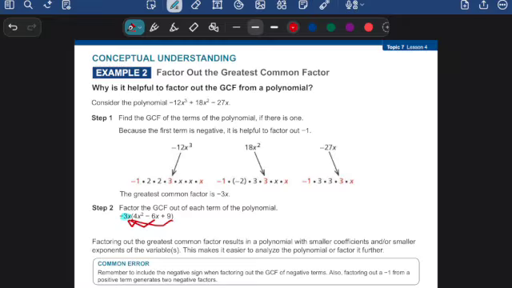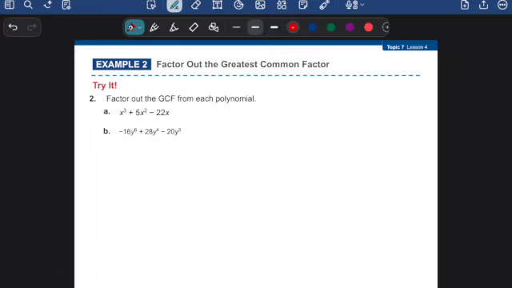So it helps us to get a polynomial with smaller coefficients, smaller exponents. This makes it easier for us to analyze the polynomial or even to factor it further, and we're going to do more work with that in future lessons. So let's factor these. We're going to pull out the greatest common factor and then do the reverse distributive property.